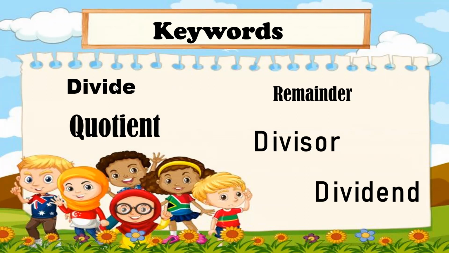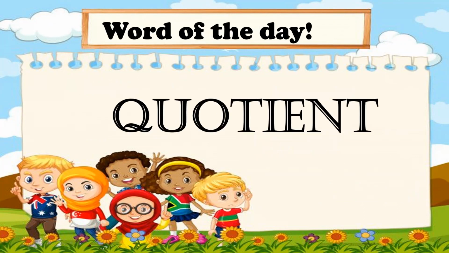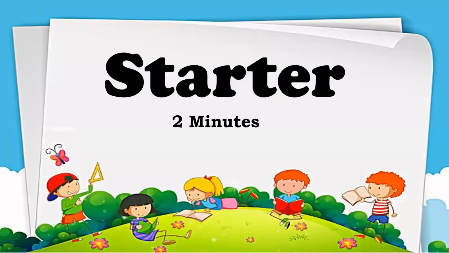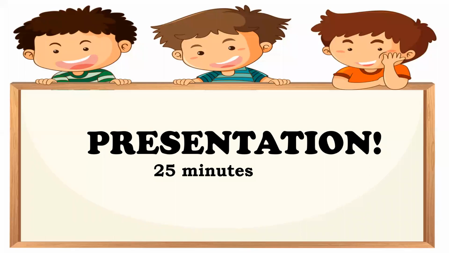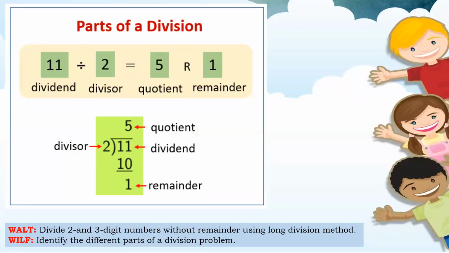So divide is our process, remainder is like the carryover or what remains with us, and quotient, divisor, and dividend are what we're working with today. The word of the day is quotient, which is the answer of two divided numbers. Starter, presentation, parts of the division. So here are the parts of the division. So let's do it right.